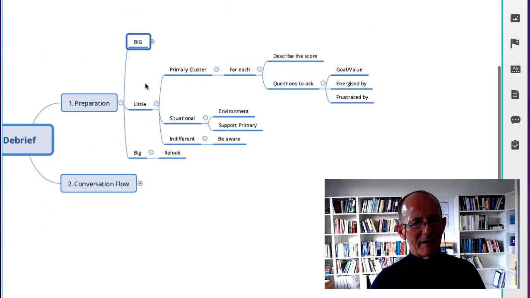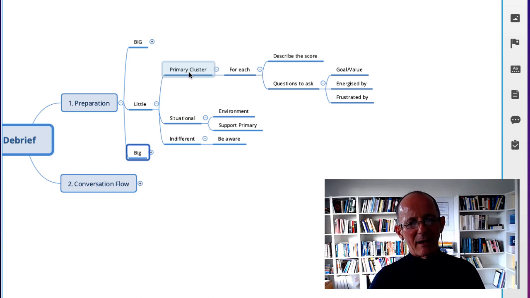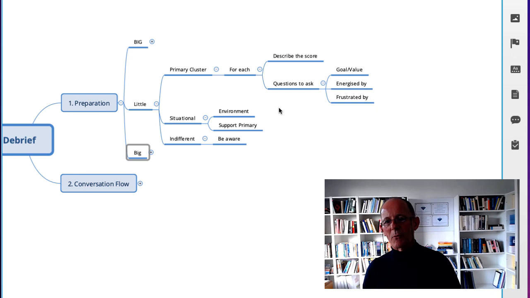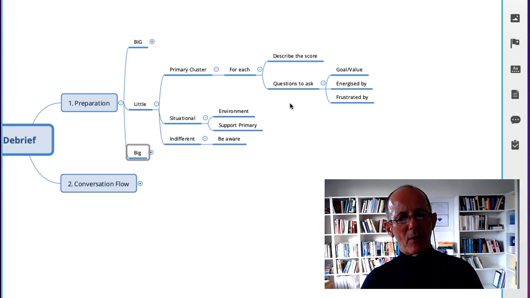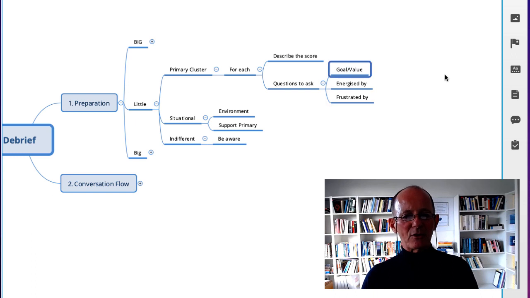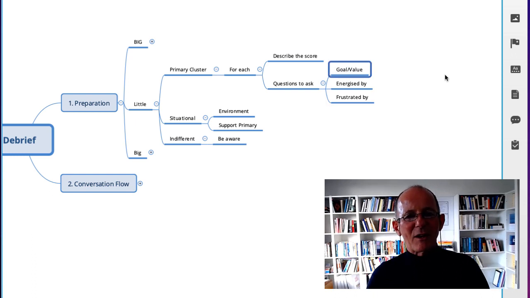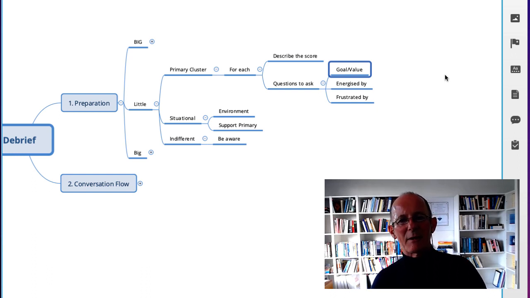When we look at the driving forces, we then go down, we look at the little. And what's little here? For each of the cluster, in the primary cluster, for each, we describe the score. And then what questions do I want to ask? And this is really important. So we've 3 questions and a couple of comments. The first question is goal value. What's the goal? What is this person seeking to achieve, and what's important to them? The second question really is what energizes them, what engages them and excites them. And the third one is what frustrates them.